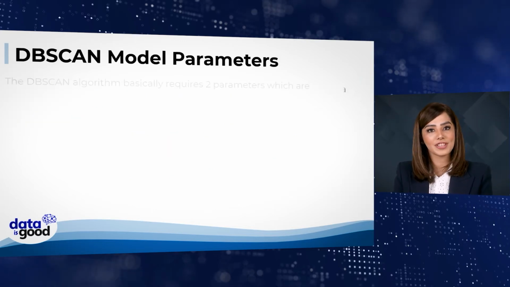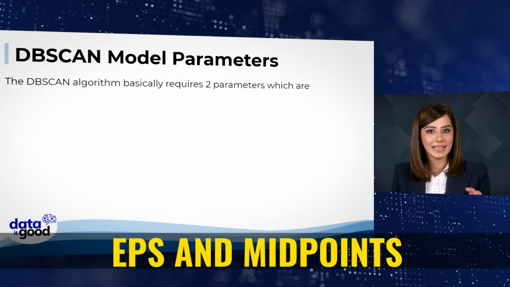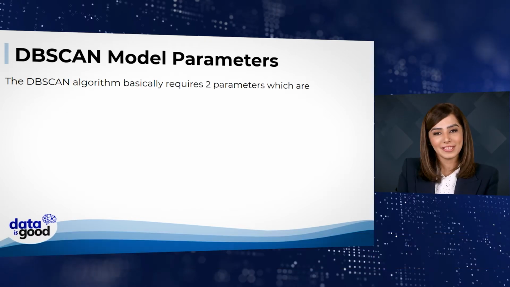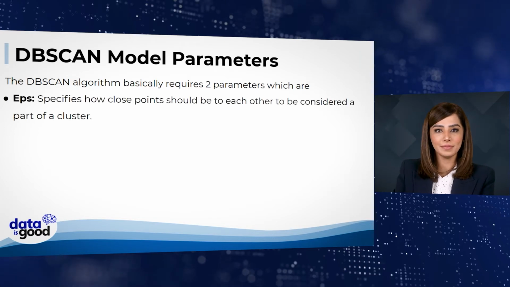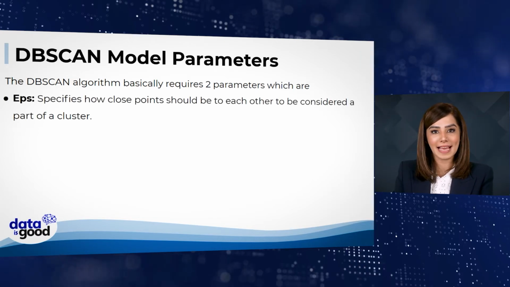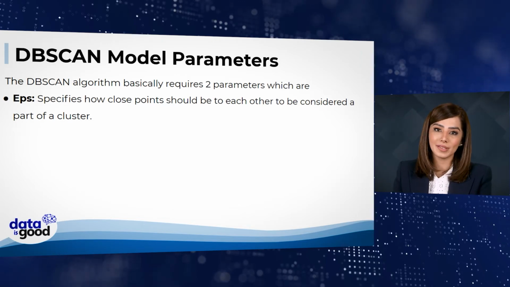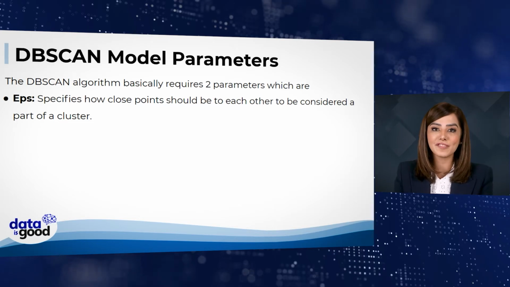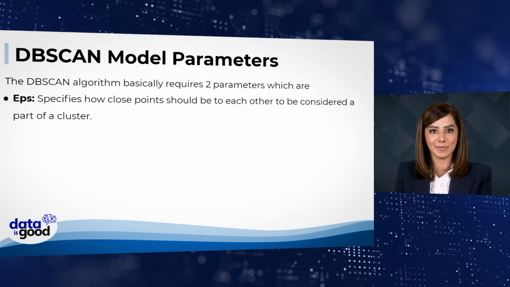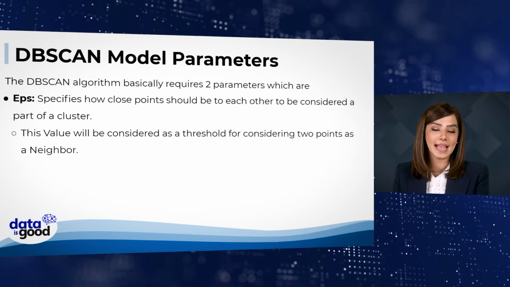So by now you must have understood that the DBSCAN algorithm basically requires 2 parameters, which are EPS and min points. Let's try to understand these 2 parameters in depth, starting with the EPS parameter. This parameter specifies how close points should be to each other to be considered part of a cluster. This means that if the distance between any 2 points is less than or equal to the EPS value specified by us, they will be considered neighbors. This EPS value acts as a threshold for considering 2 points as neighbors.